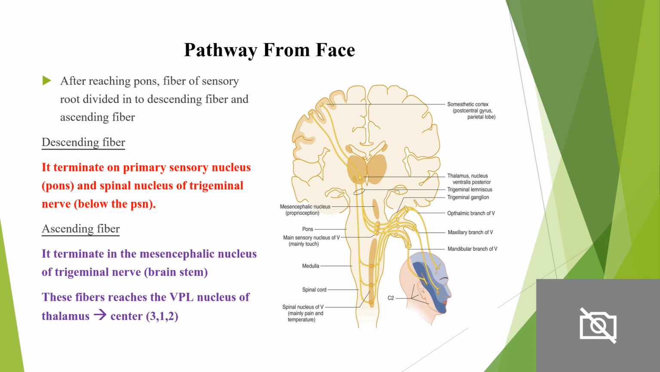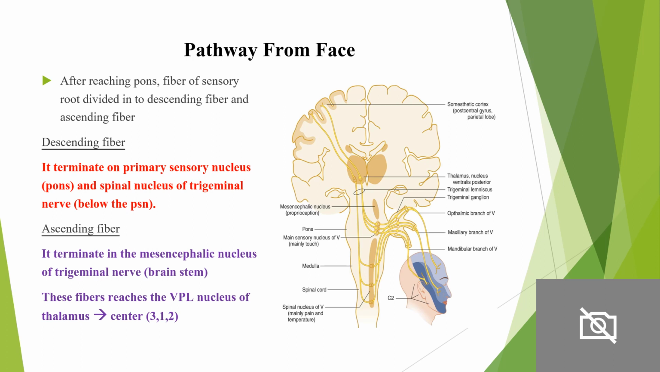Okay, the ascending fiber will ascend up, right? This ascending fiber synapses in the mesencephalic nucleus. Here is the mesencephalic nucleus, present in the brain stem. It terminates in the mesencephalic nucleus. From there, all these fibers reach the thalamus. So what is the nucleus in the thalamus? The ventro-posterolateral nucleus of the thalamus. Finally, it reaches the somatosensory area of the parietal lobe.